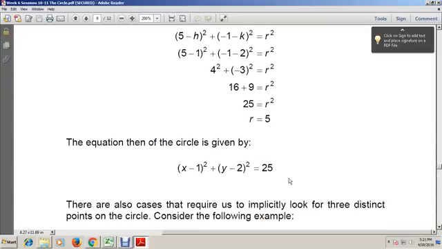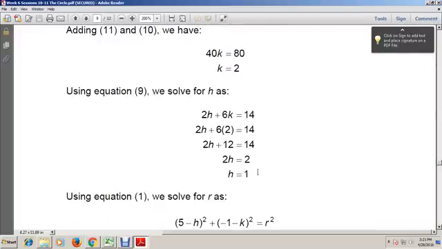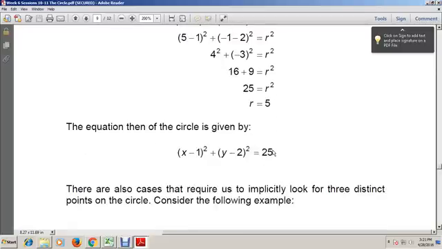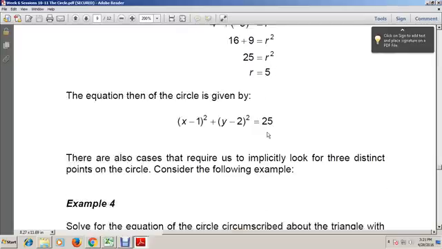So therefore, the standard form of the equation given the 3 points originally in this example will be (x minus 1) squared plus (y minus 2) squared is equal to 25. Remember what we have computed: h is 1 and k is equal to 2, and the point (h, k), or point (1, 2), is the center of the circle, and the radius is equal to 5. 5 squared gives us 25.